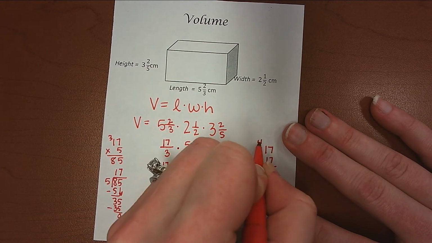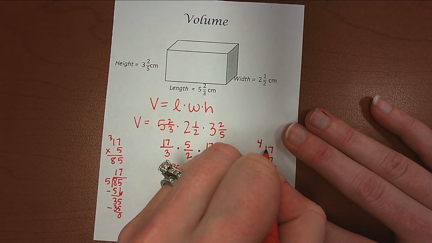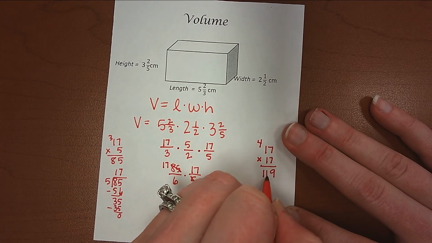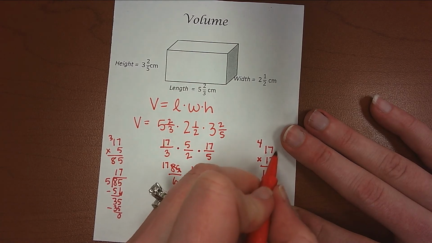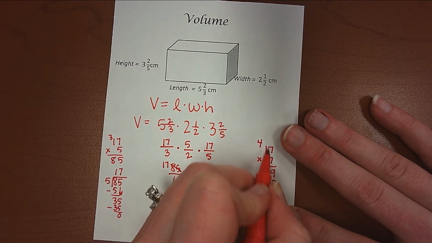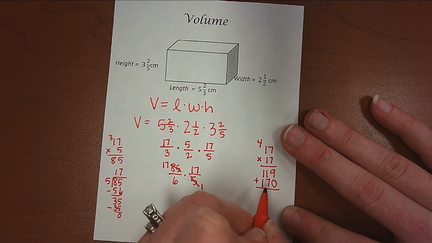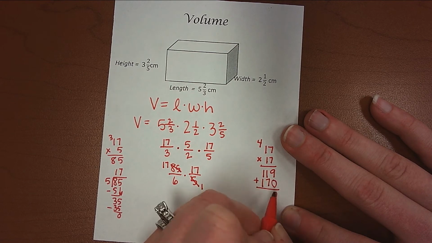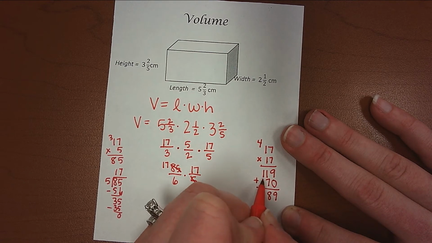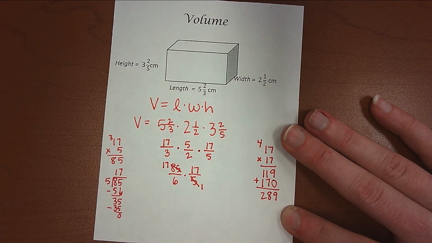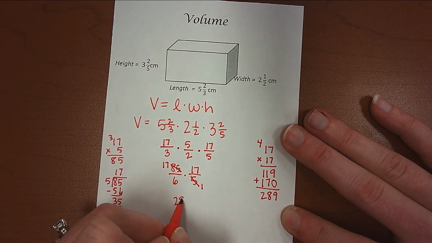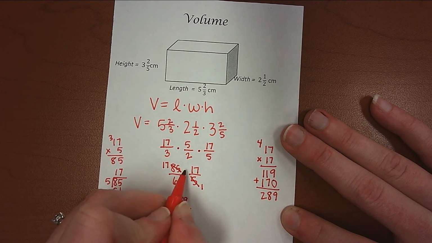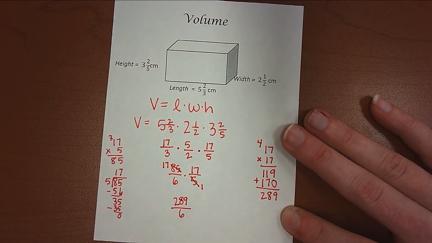7 times 7 is 49, 7 times 1 is 7, plus 4 is 11. Add a 0 to the end. 1 times 7 is 7, 1 times 1 is 1. And then when I add, 9 plus 0 is 9, 1 plus 7 is 8, and 1 plus 1 is 2. So 17 times 17 is 289. 6 times 1 is just 6.